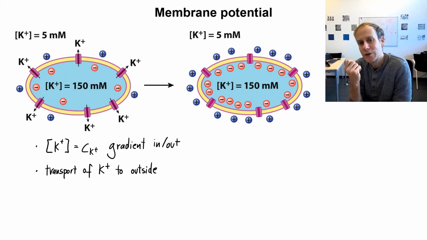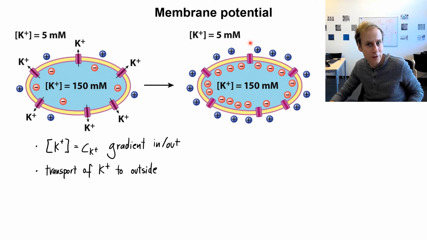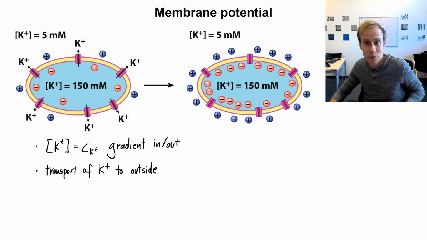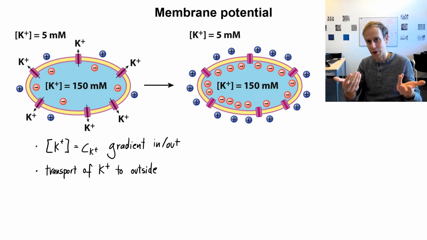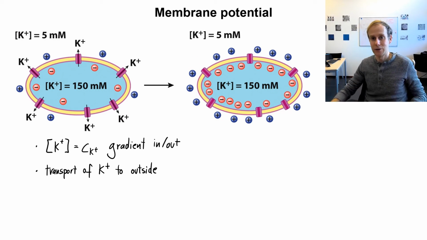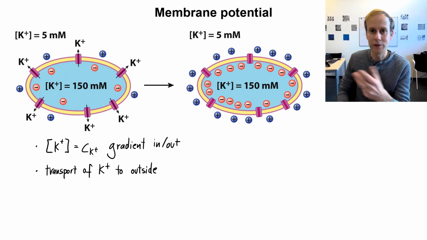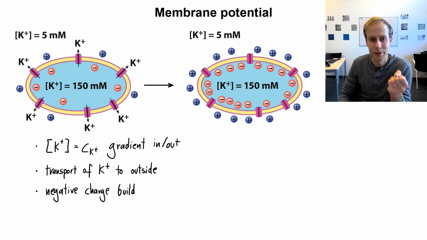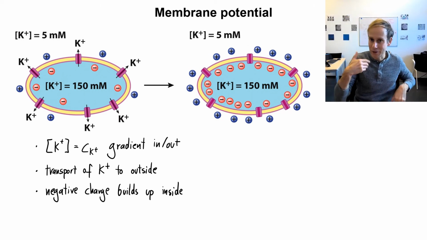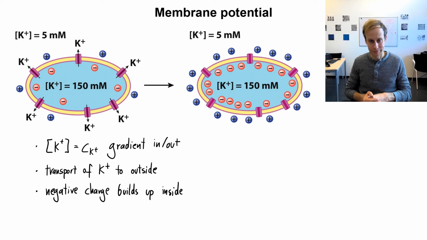So those negatively charged counter ions cannot leave the cell through the potassium channels. Only the potassium can. But the potassium really wants to go outside because of the concentration gradient. Now, when the potassium travels outside, the negative counter ions are left behind on the inside. And as a result, negative charge will build up inside of the cell, while positive charge, composed of the potassium cations, will build up on the outside.